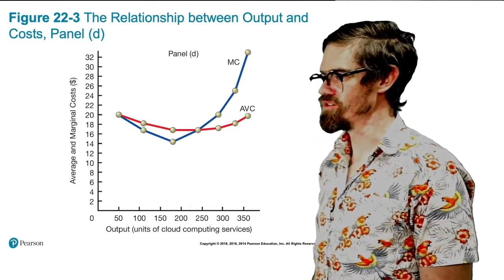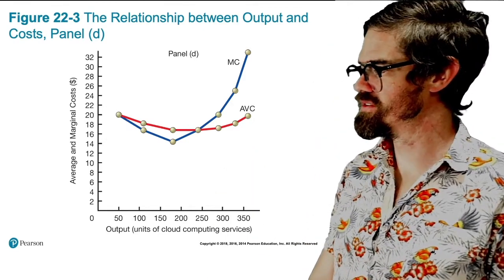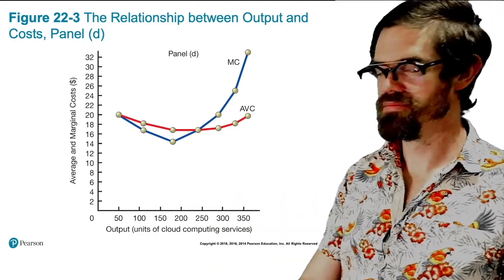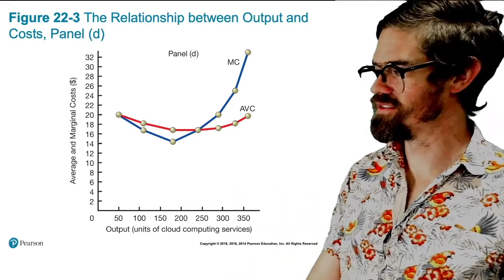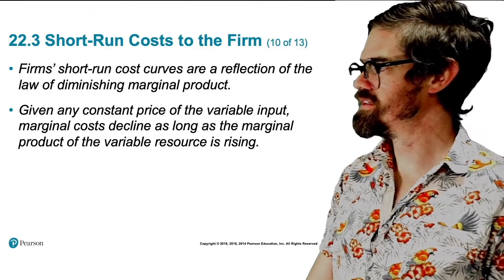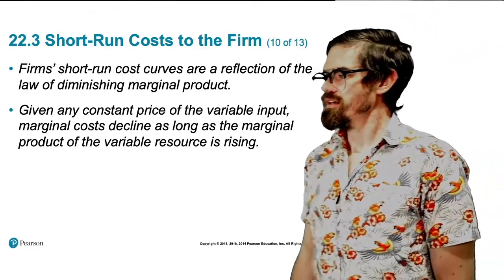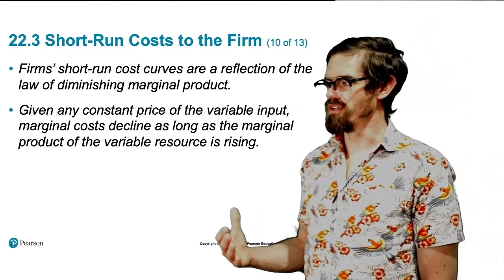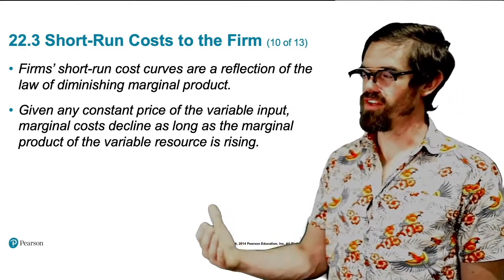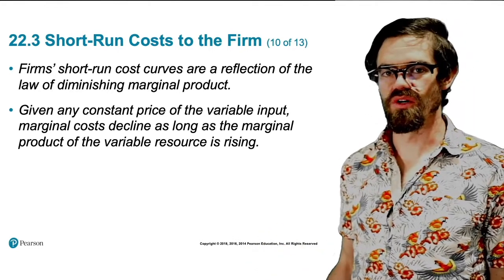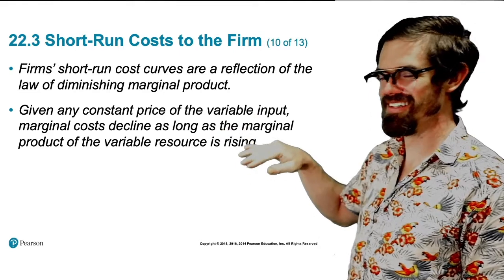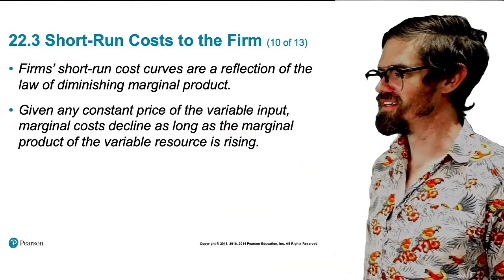So here are our marginal cost and average variable cost curves, and you see a very similar thing. It's kind of like they just got flipped over. That's because they're inverse to one another. So basically what we're seeing here is that the firm's short-run cost curves are reflecting the law of diminishing marginal product. A mirror image. They're flopped over.